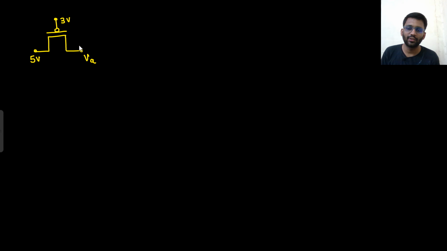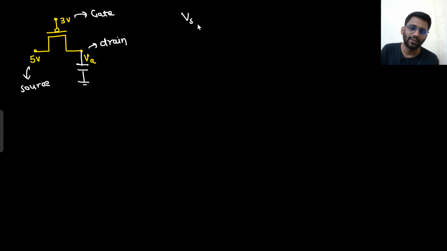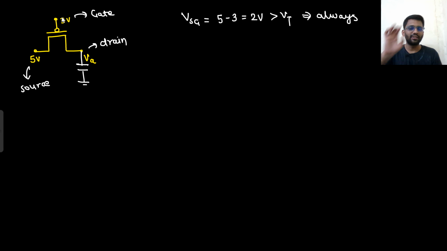So what will be the steady state voltage of VA here? So this is source. You can certainly tell because this is at higher potential. VA is initially at 0 volt only. So this will be your drain and this is certainly your gate. What is the VSG potential here? VSG, source to gate, 5 minus 3, that is equals to 2 volt. And it is greater than VT, always. Always, because here source and gate potential are fixed. So it is always greater than VT.